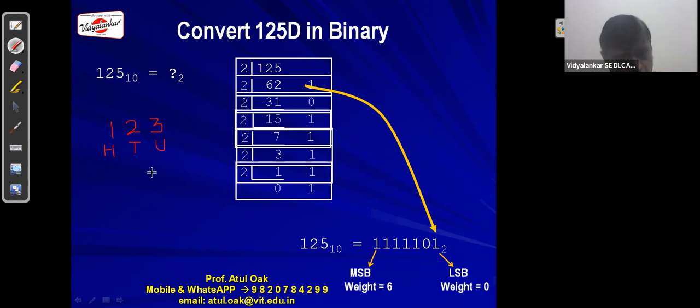I repeat my question. If my number in decimal is 123, referring to our school days, 3 is called units place, 2 is called tens place, 1 is called hundreds place. Can you tell me why?